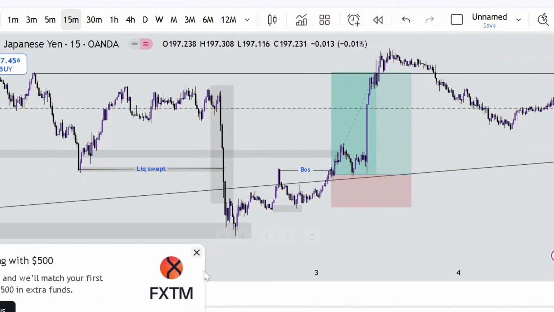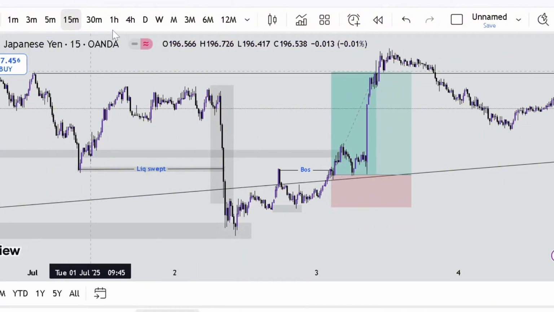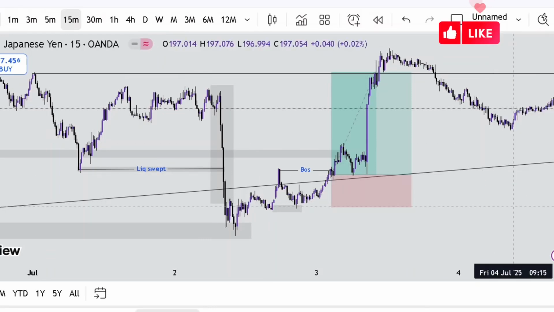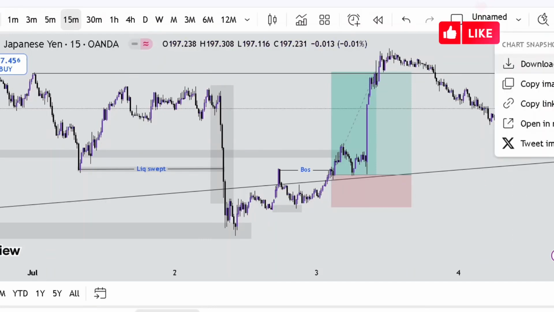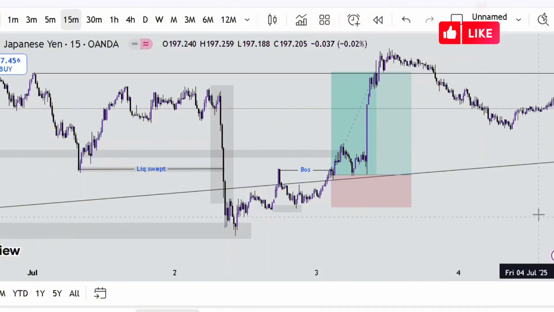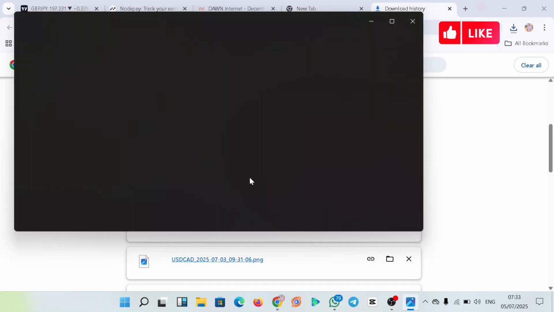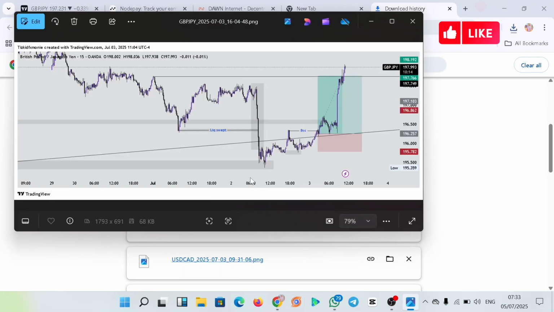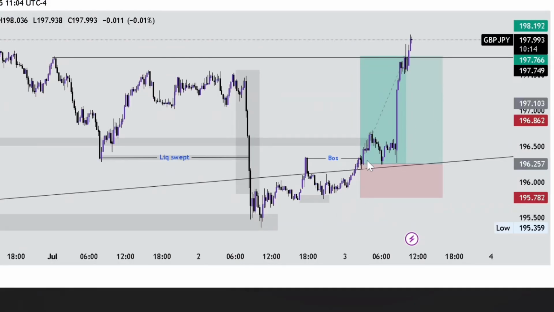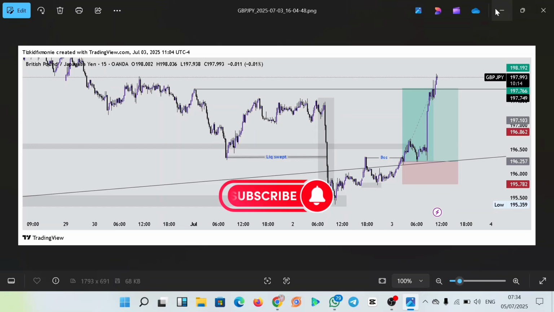Let me show you guys when the trade actually hits TP. This is the trade, guys. You see it when the trade hit TP. So always pay attention to imbalance. Always pay attention to imbalance.